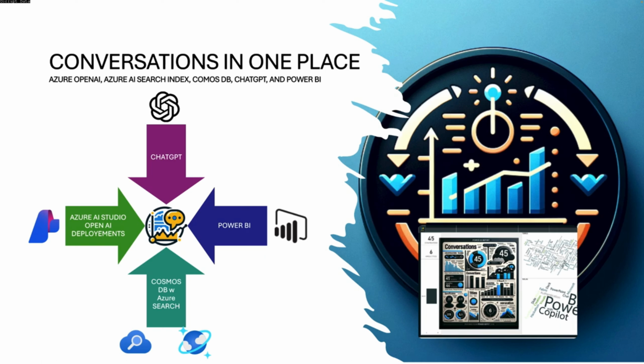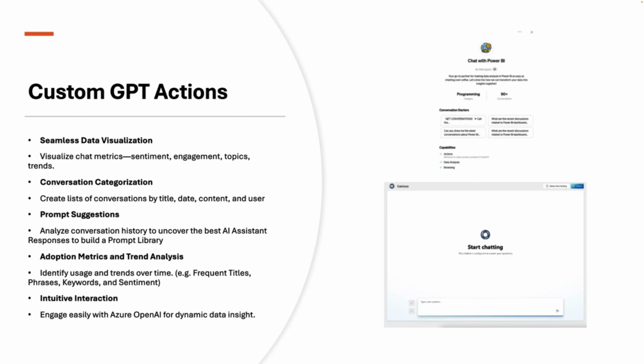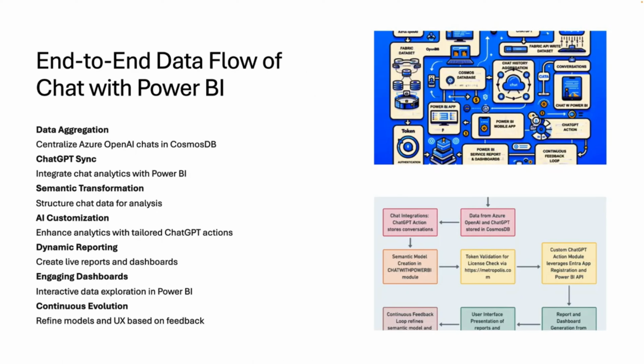Key Features. Let's explore the key features of Chat with Power BI. 1. Custom GPT integration connects directly to your Azure deployed model, leverages Chat GPT features like web browsing and code interpretation, segments Azure deployed models based on Cosmos databases. 2. Seamless data flow, aggregates conversation history from Azure models and Chat GPT, provides semantic transformations of conversational data.